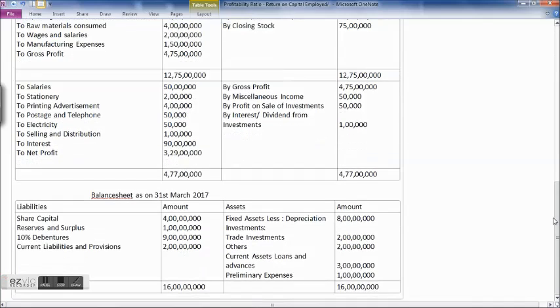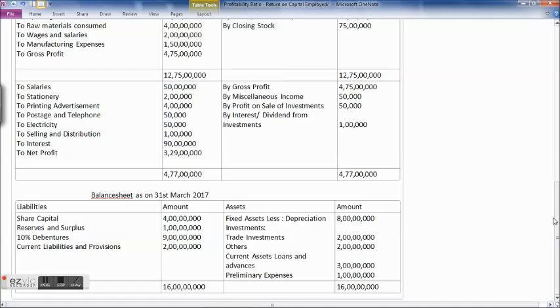Then we have balance sheet. In balance sheet we have assets side and liabilities side. On liabilities side we have share capital 4 crores, reserves and surplus 1 crore, 10% debentures 9 crores, current liabilities and provision 2 crores. So total is 16 crores. Now total of assets, fixed assets less depreciation, that is a net block of fixed assets, that is 8 crores. Then investment, we have trade investment 2 crores and others is non-trade investment 2 crores.